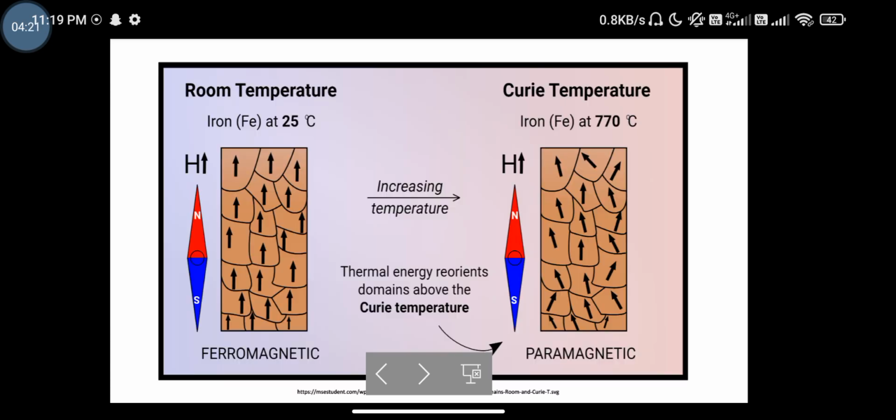So next we see what is the effect of Curie temperature. At room temperature, the spins of the iron metal align in a line, and above the Curie temperature the spins of the same material align differently.